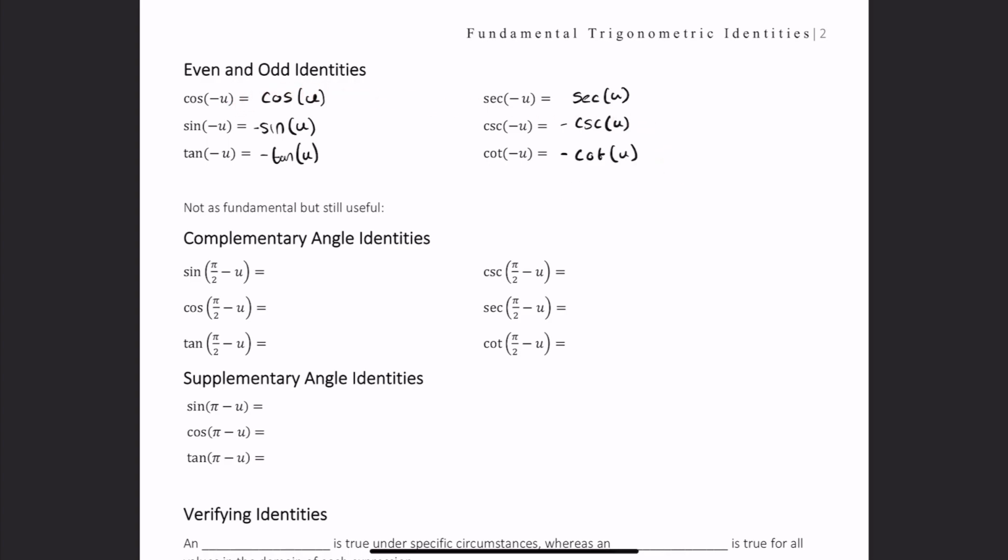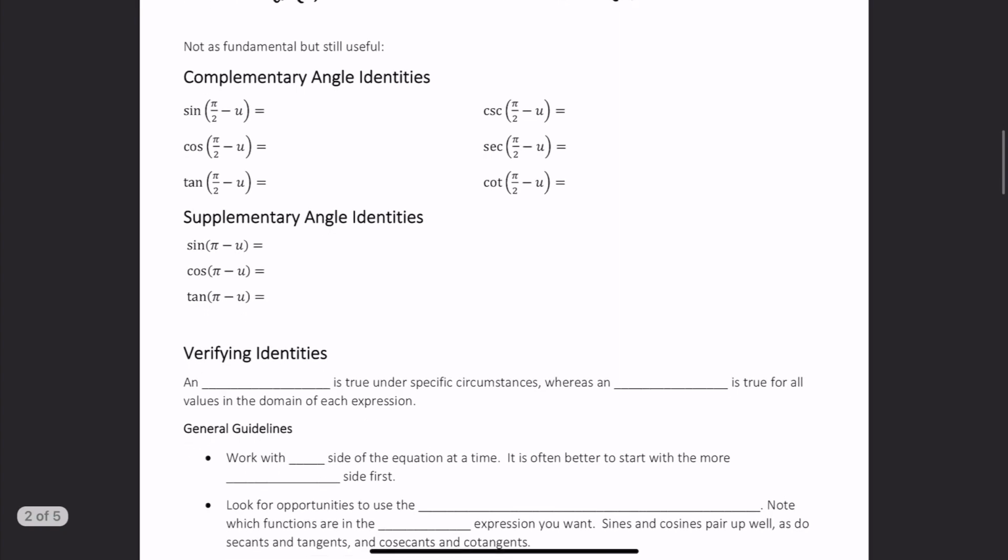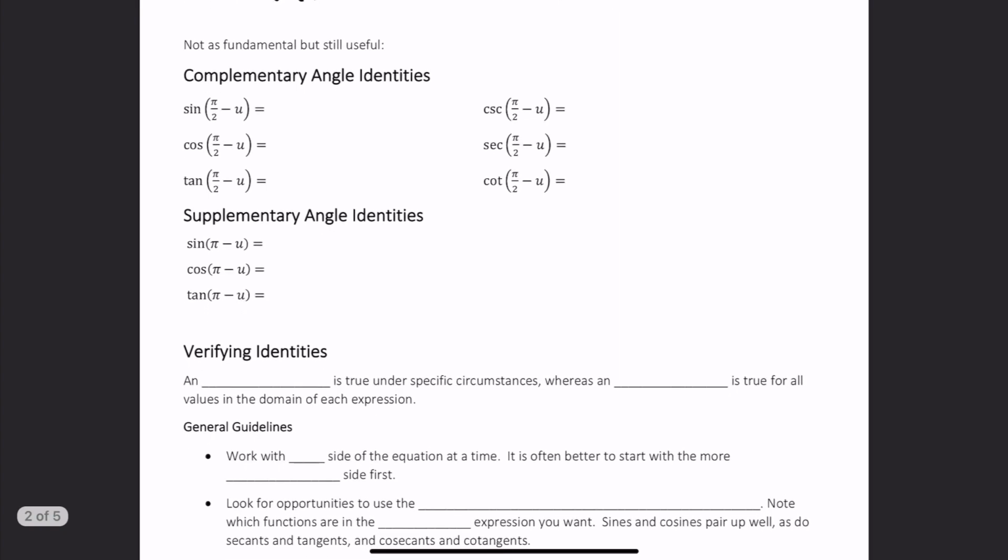So these even and odd identities are basically found on their graphs, and that's how you derive them. I'll link a video down below explaining why these are what they are. Those other videos will do a better job explaining than me, but for now, just know that these are the values of the identities. Okay, so another thing that you might need to know is the complementary angle identities.